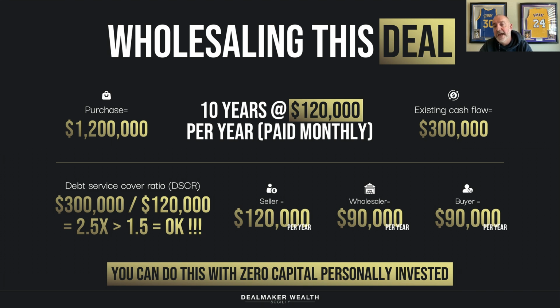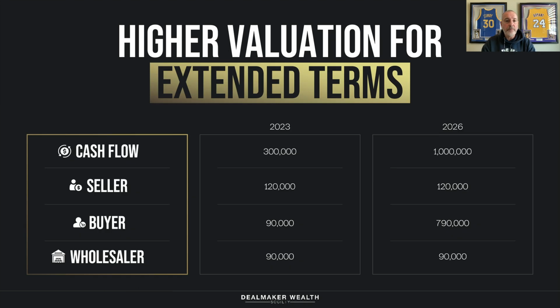You're going to get a little piece of equity in that deal potentially. And what's really cool is in the current year, you'll have $300,000 of cash flow, 120 for the seller, 90 for the buyer, 90 for you as a wholesaler. But even if you're only getting that $90,000 a year, for me as the owner of that business, I'm going to scale that up. Within 3 years, I might be making $1 million a year in cash flow. I've still only got to pay the seller 120. I've still only got to pay you as the wholesaler 90. I'm getting the rest, which is $790,000.